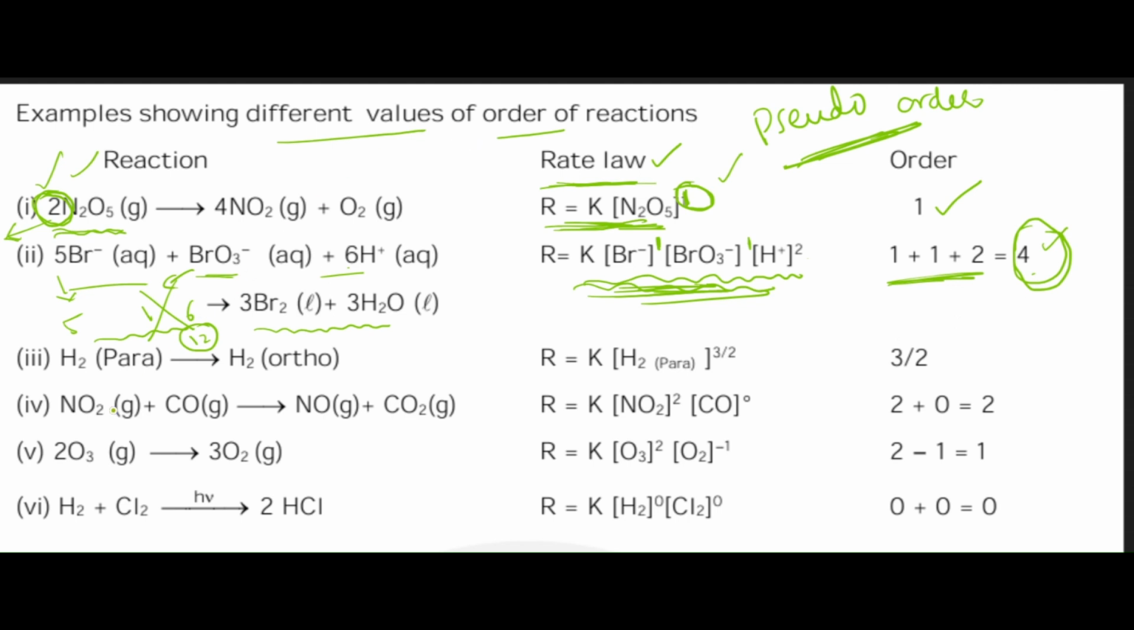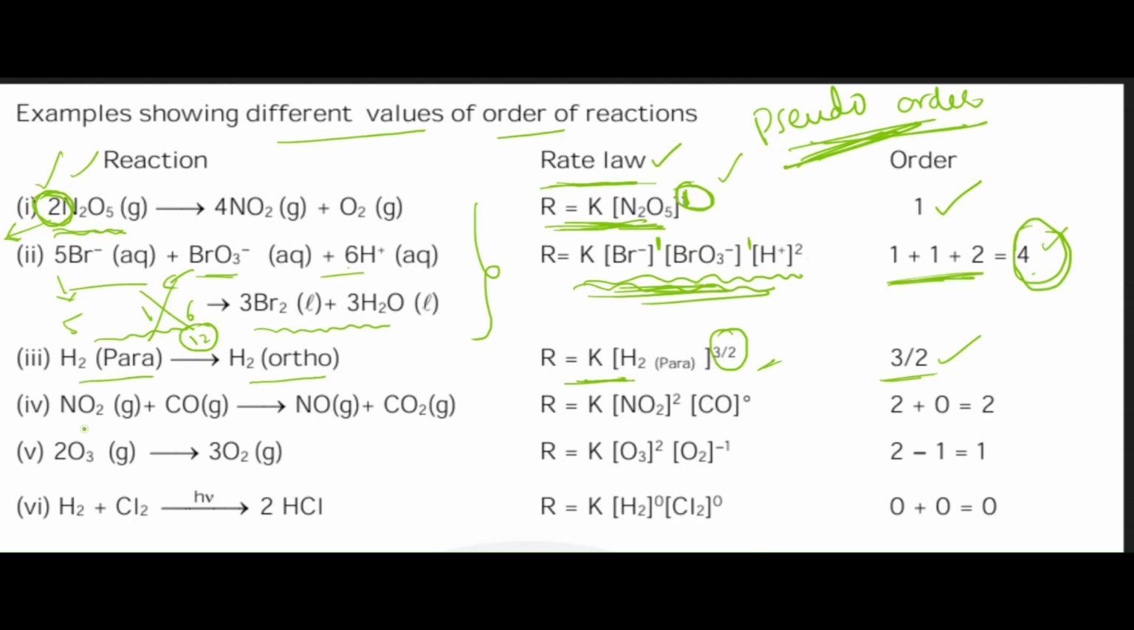Now let's see one more example here. Hydrogen para is converted into hydrogen ortho. For this rate law R equal to K into H2 para whole to the power of 3 by 2. That means the order of the reaction will be 3 by 2. So here you can expect most of the reactions which are given are pseudo order reactions. Whatever we are expecting, that order is not obtained in the experiment. So therefore this kind of order of reactions are called pseudo order reactions.